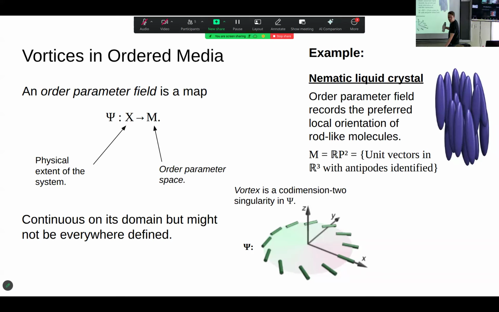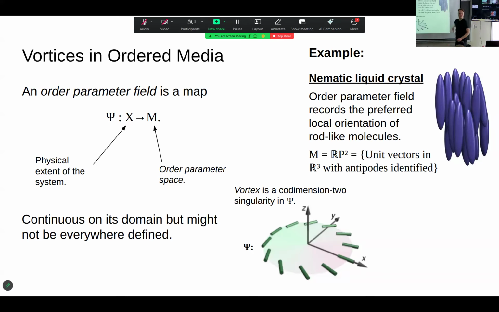When you say codimension 2, is this for any general order parameter field or specifically for this one? Oh, it's for anything. The codimension 2 part is not important for any other reason; that's what we call vortices. You can have singularities that have different codimension, but they have different names. For example, you can have point-like singularities, and they are usually called monopoles.